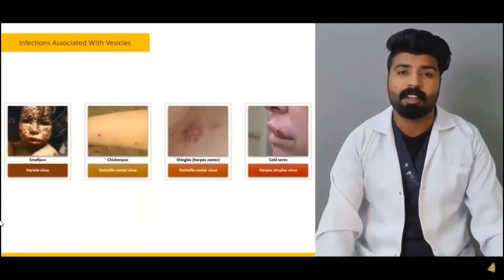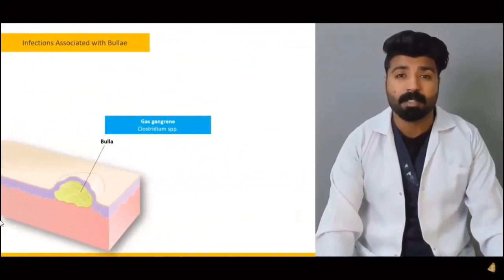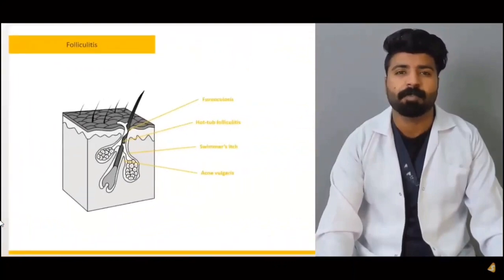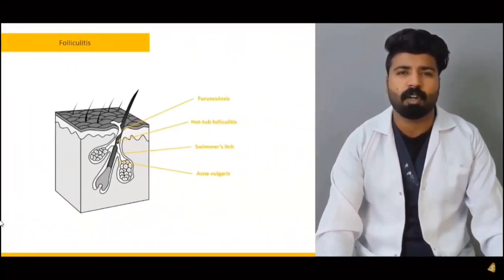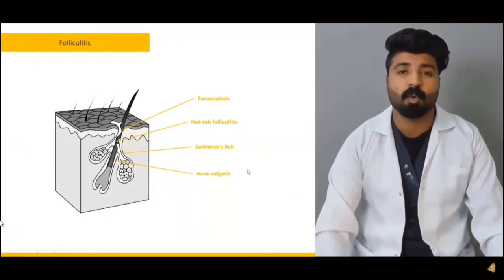Next, we're going to talk about all the infections which are associated with the formation of vesicles. We're going to talk about infections which are associated with bulla formation, what a bulla is, and in which infections it forms. Next, we're going to talk about infections associated with pustular lesions and how these are associated with different kinds of infections. Next, we're going to talk about folliculitis, and among the folliculitis, furunculosis, hot tub folliculitis, what swimmer's itch is and how it presents, and acne vulgaris and how it is associated with a skin infection.